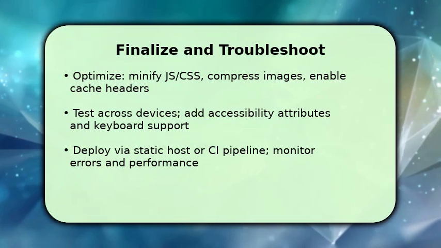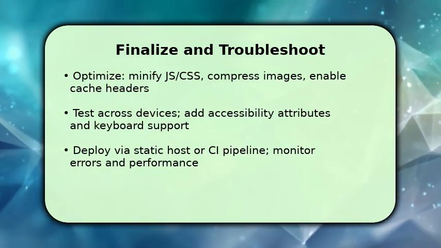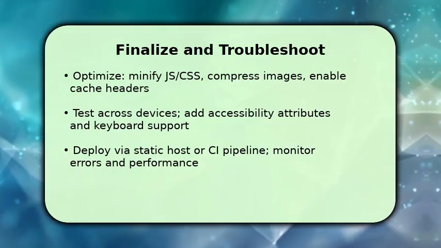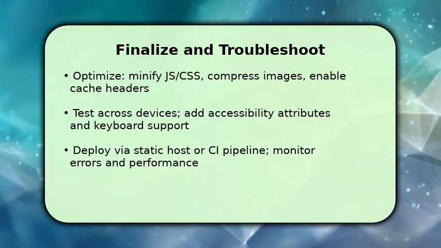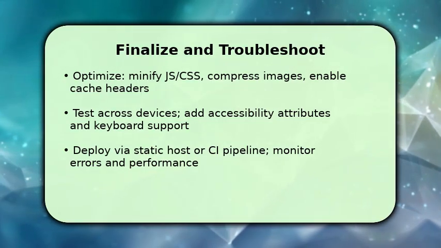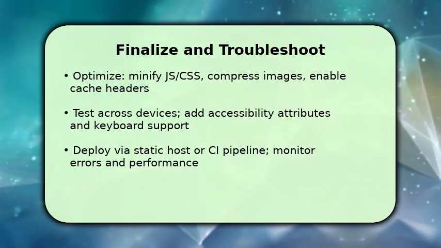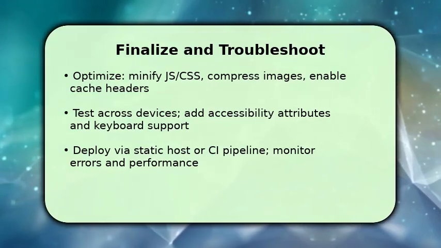You finish by optimizing and deploying. Run a bundler to minify assets, enable gzip or Brotli, and set cache headers so repeat visits are fast. Test on different devices and screen sizes, adding aria labels and keyboard navigation to improve accessibility. Deploy to a static host or CI pipeline and wire up basic monitoring for runtime errors and performance metrics.